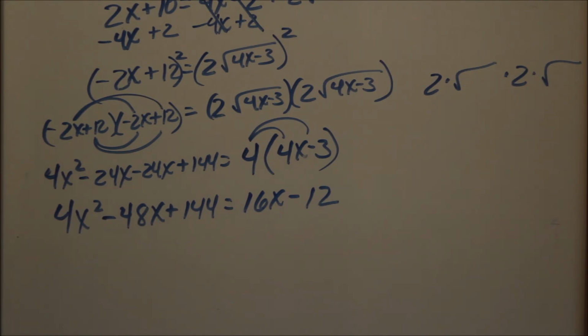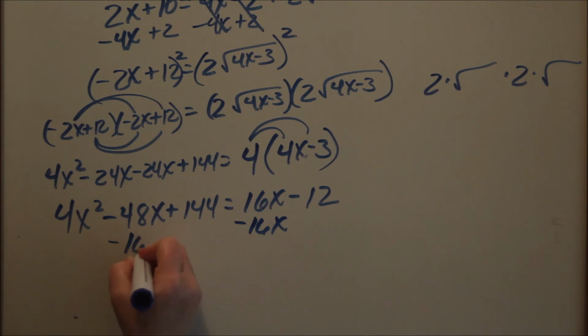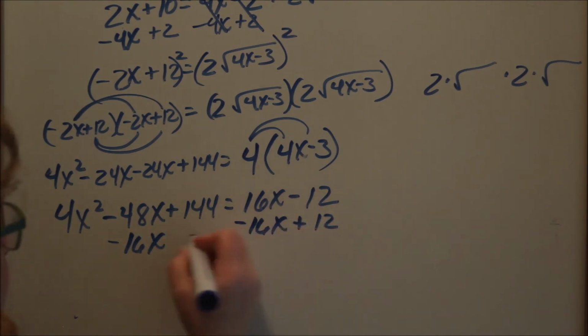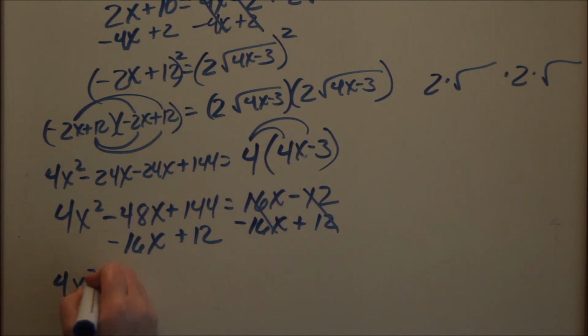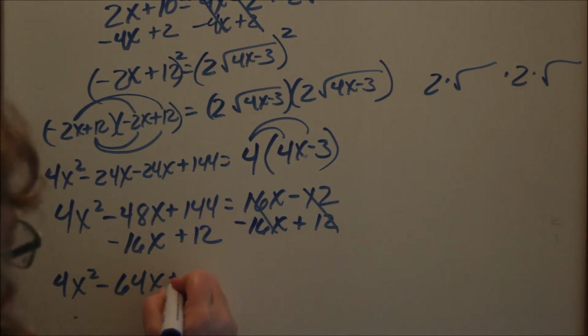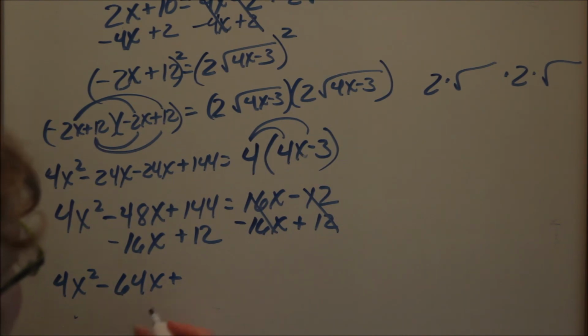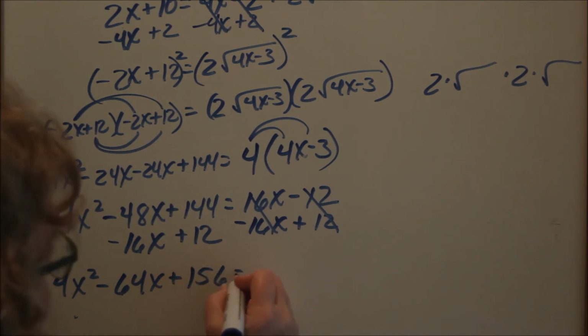Alright, so the fact that I have a quadratic equation. If you have a quadratic equation, how do you solve a quadratic equation? The very first step is set it equal to 0. Okay? Because this tells me I'm going to have 2 solutions. So subtract 16x over here. Add your 12. Those go away. So then that would be 4x squared minus 64x plus 156 equals 0.